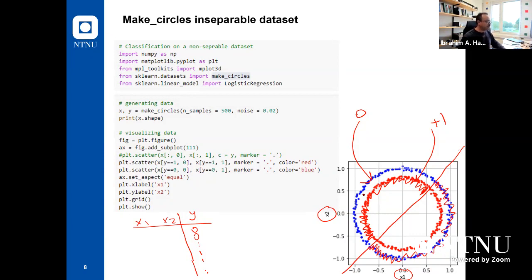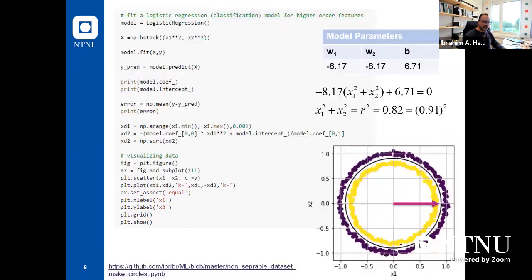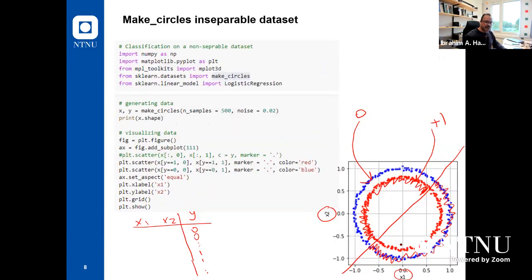So we need to try to invent or construct a new feature which will help us to simplify this problem and make it linearly separable. So how can we do this? Okay, so I will work with x1 and x2, and I will try to test higher order features. So instead of working with x1 and x2, maybe we can work with x1 square and x2 square, right?